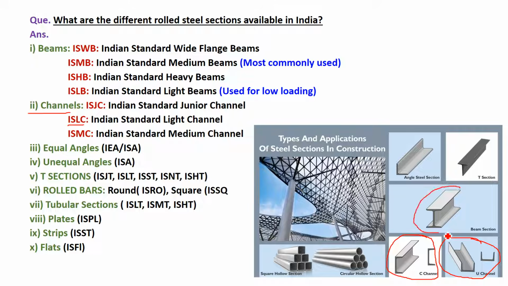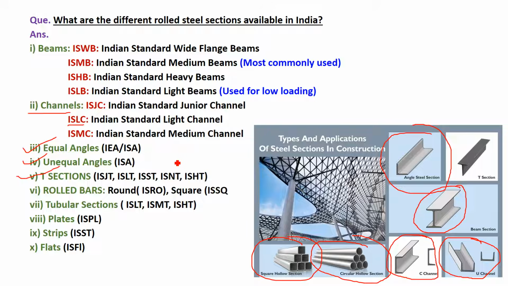These beam sections in shape are all I sections, right? There is a T section, and an angle steel section like this. There are two types of angle section, equal angle and unequal angle sections, right? Then there is a T section. There are circular cross sections like this, circular hollow sections. There are square hollow sections.